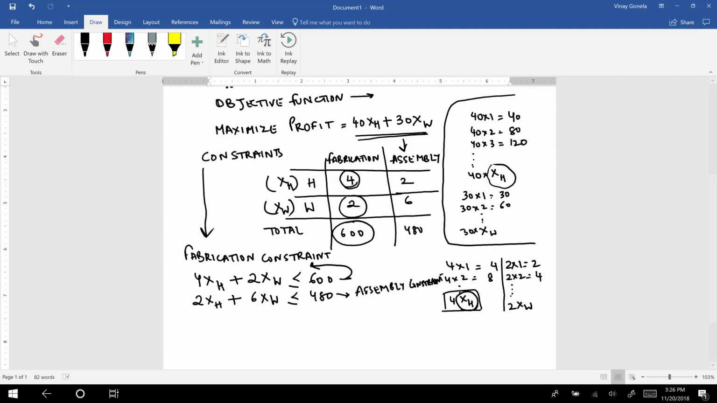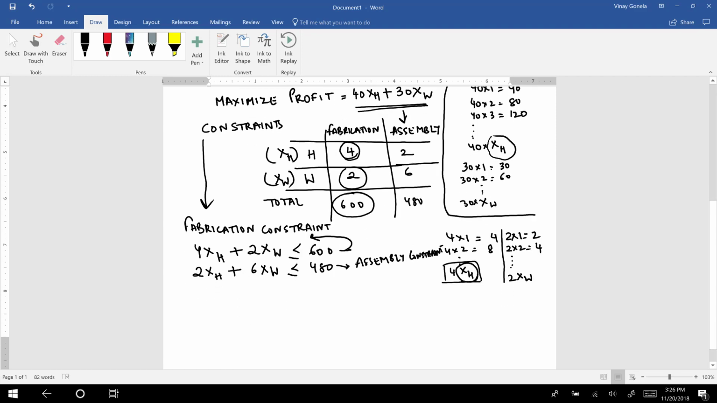And then finally we will have non-negativity constraints. We cannot produce negative microwaves, so the number of H microwaves, XH, should be greater than or equal to 0. We can produce 0 microwaves, that means we are not producing any H microwaves. Similarly the other constraint would be XW greater than or equal to 0.